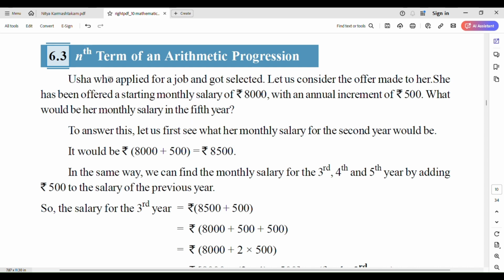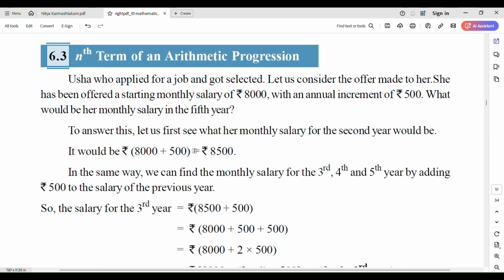Okay, let's learn the nth term of the arithmetic progression. Okay, how to find the nth term in an arithmetic progression? We have to derive a formula for the nth term basically. Okay, let's learn it through an example. Usha applied for a job and got selected, let us consider the offer made to her. She has been offered a starting monthly salary of 8,000 rupees with an annual increment of 500. We have seen this example before. What would be her monthly salary in the fifth year?